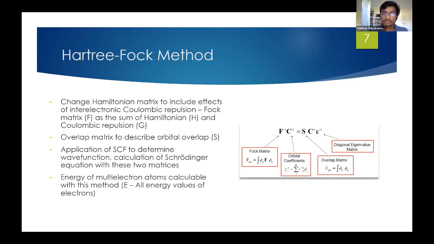Your Fock matrix is the sum of the Hamiltonian that we were discussing, which is the total energy of the nucleus, with the Coulombic repulsion between electron orbitals, which we represent by the letter G, which isn't on the diagram.